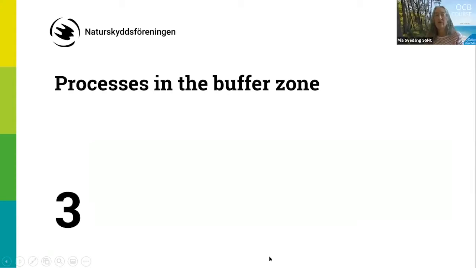So which are the processes then in the buffer zone that help to take away nutrients and to provide all those other ecosystem services?